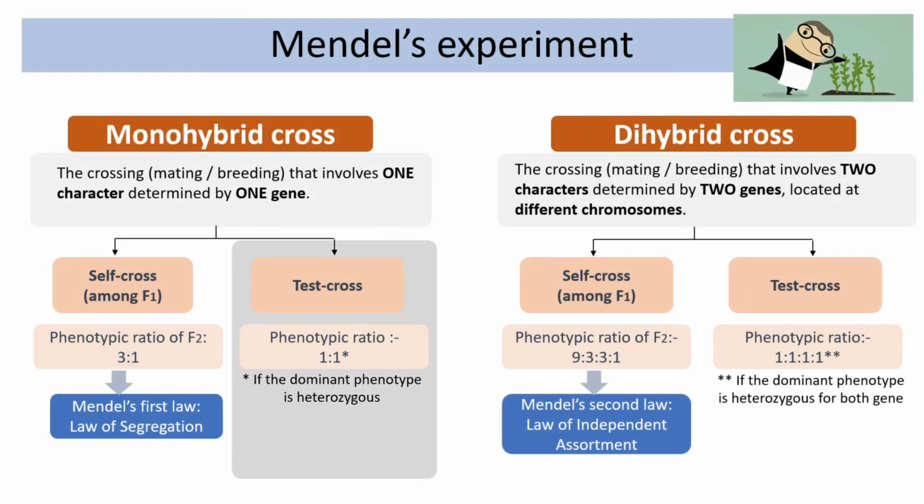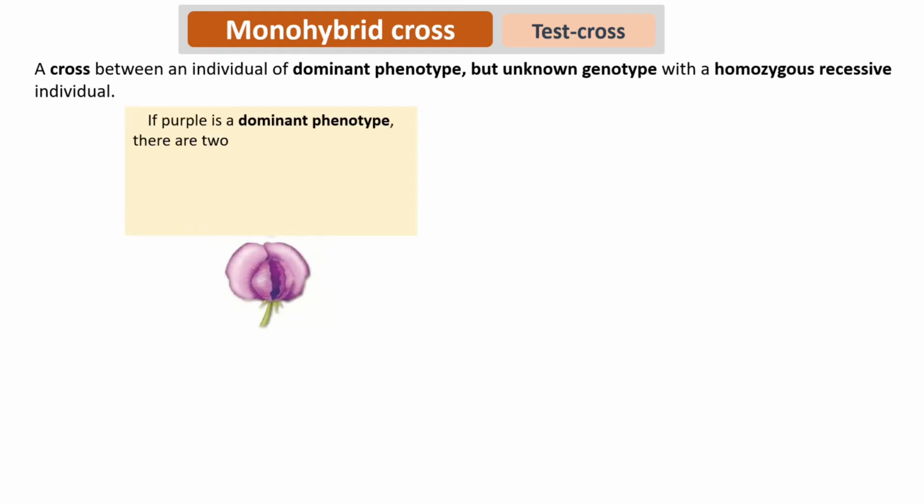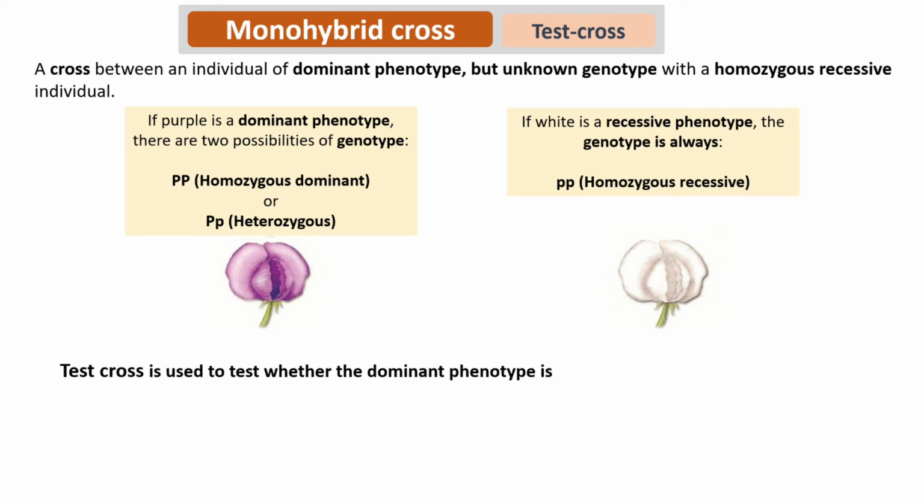Let's look at the monohybrid test cross. A test cross is a cross between an individual of dominant phenotype but unknown genotype with a homozygous recessive individual. If purple is the dominant phenotype, there are two possible genotypes, which are homozygous dominant or heterozygous. If white is the recessive phenotype, the genotype is always homozygous recessive. Which means we know the genotype for the recessive phenotype, but we don't know the exact genotype for the dominant phenotype. Therefore, a test cross is used to test whether the dominant phenotype has a homozygous or heterozygous genotype.